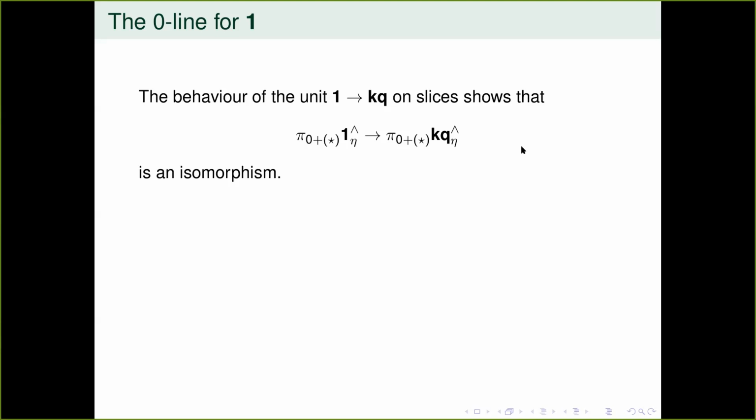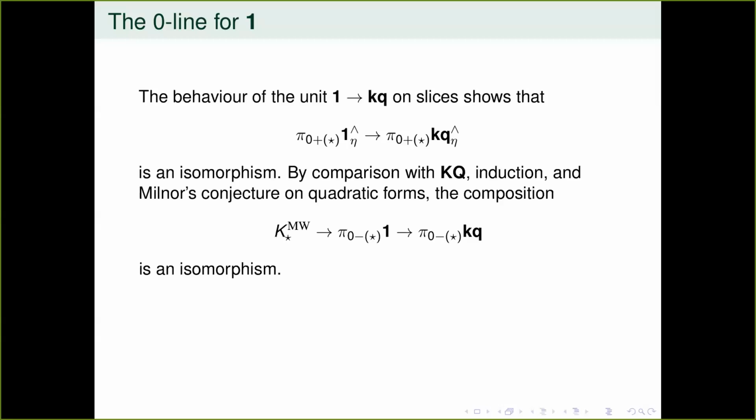Yeah, what I'm using here is that the slice spectral sequence for little kq also computes the eta completion of little kq. I am not claiming that it's cellular of finite type. This I do not know, although I bet it's true. But yeah, there's another way to see this, an easier way.